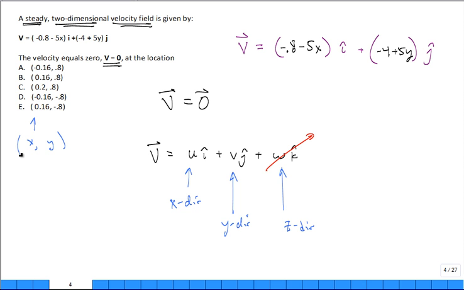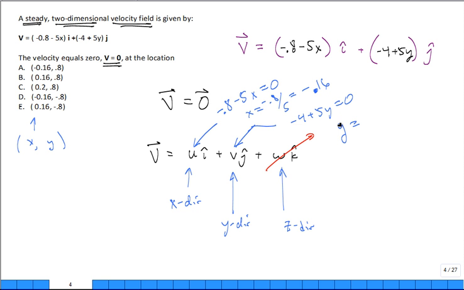Where is the velocity equal to 0? A, B, C, D, or E? U has to be 0 as well as v has to be 0. So negative 0.8 minus 5x must be 0. You solve for x: 0.8 divided by 5 with the minus sign, and that's negative 0.16. Likewise for y, v has to be equal to 0, so negative 4 plus 5y must be 0. That happens only when y is equal to 4/5, 0.8.